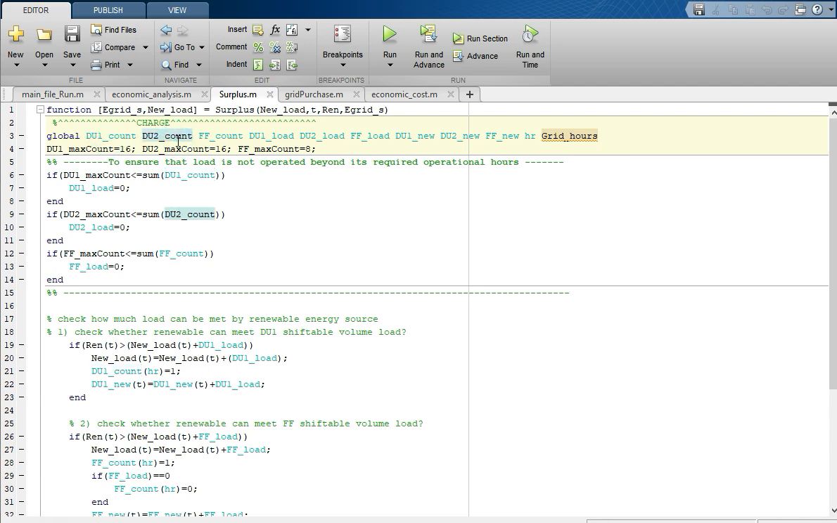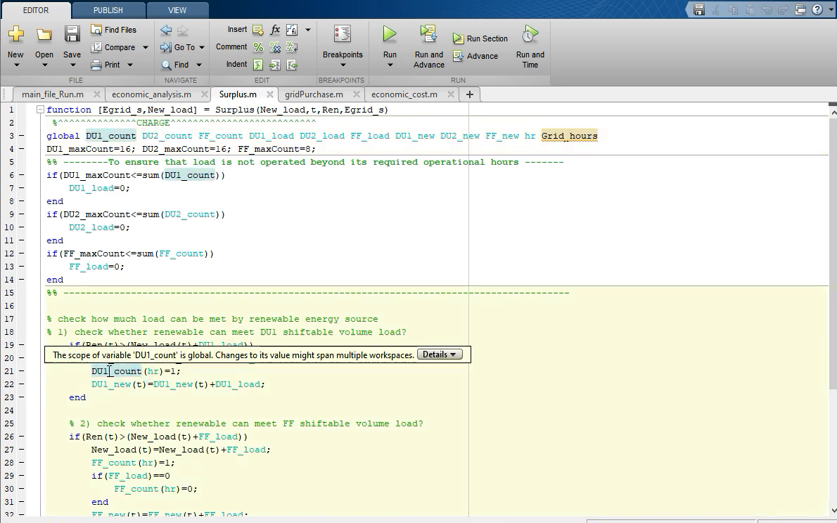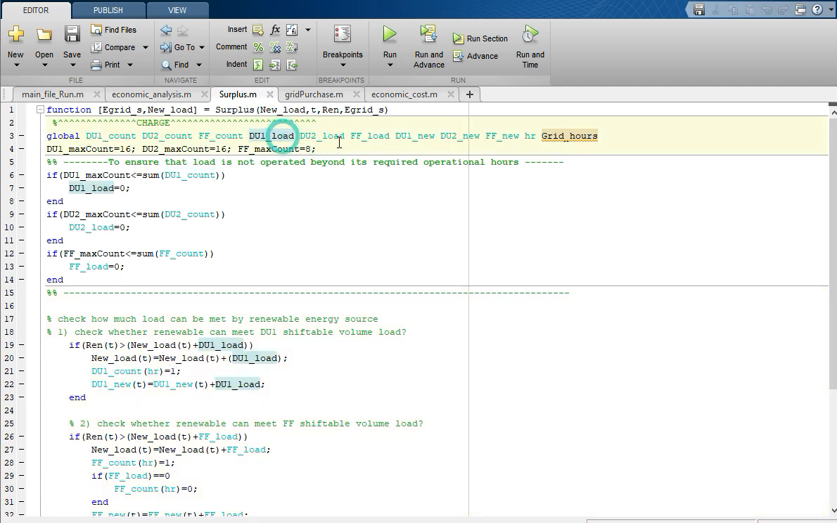In the surplus function, again the same counts are used. Count at specific hour HR equal to 1 means this load is operated at this specific hour. Similarly, DU1 load is the magnitude of DU1, DU2 and FF. New means DU1 new, DU2 new, FF new, which means the rescheduled FF.